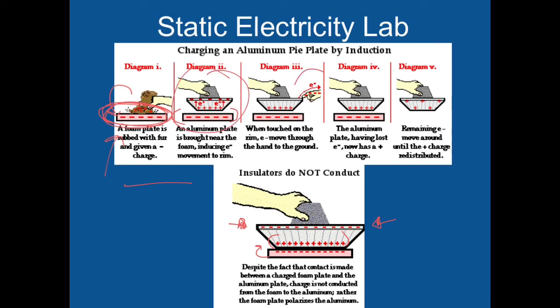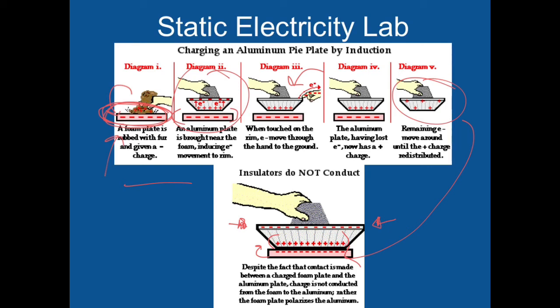Then when you touch it with your finger, you are going to ground it or pull out extra negative charge. And when you do so, you end up making the pie tin overall a positive charge. Now when you bring it towards the negatively charged foam plate, it should attract to it and stick.